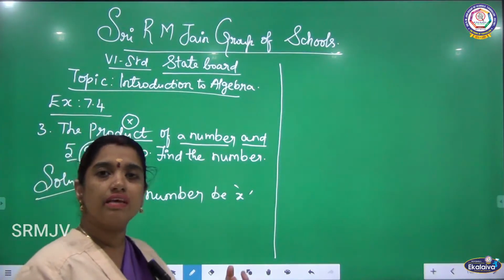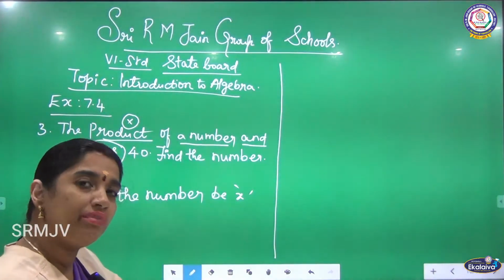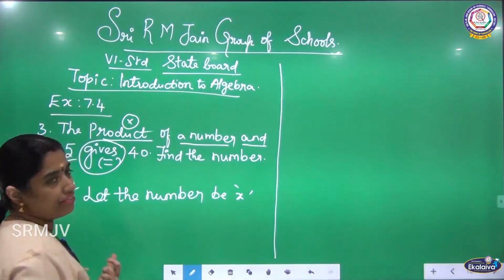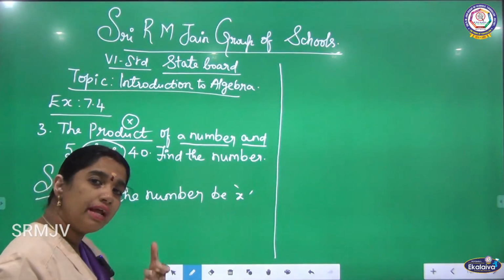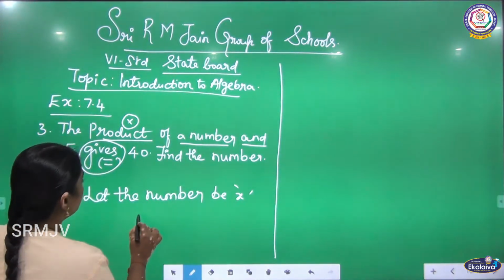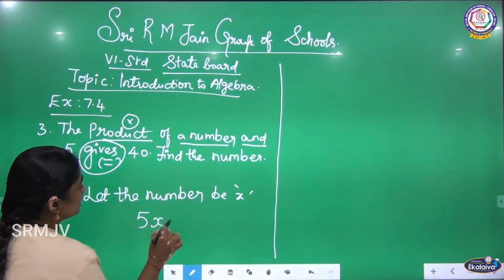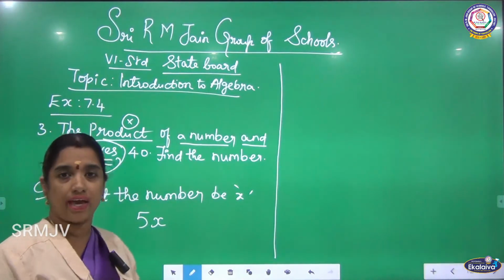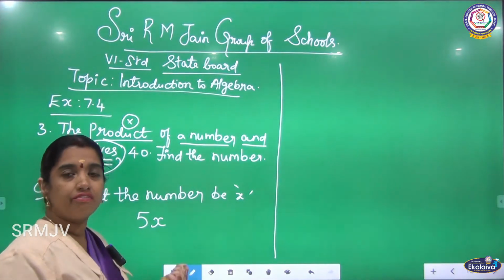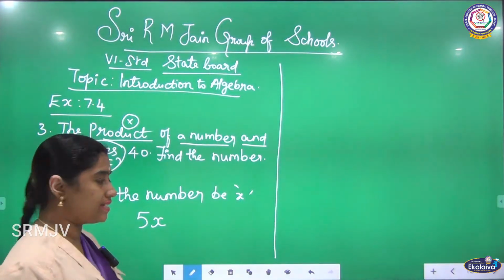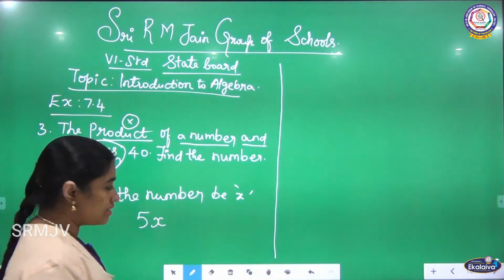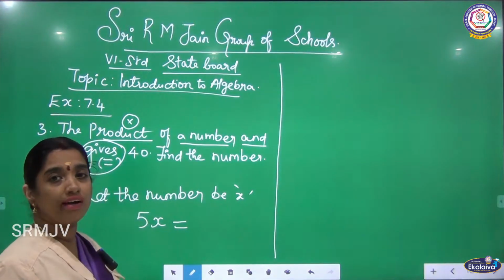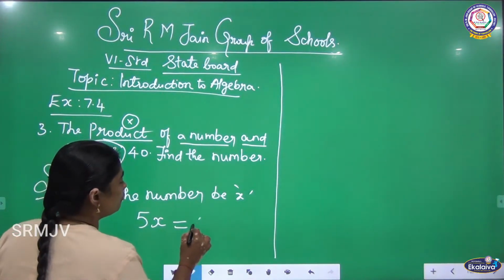And what is given in the question, I am going to frame the equation here. The product of a number and 5. So a product of a number and 5 is what? Here 5x. Clear? Here 5x means what? 5 into x. That is a product. 5 into x is what? Product. Can you clear? Gives, so for that equal. Gives 40, so equal to 40.